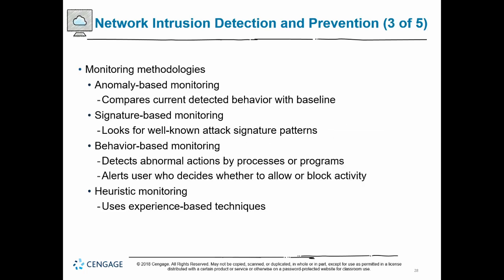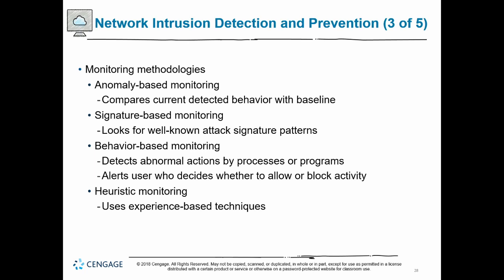So, monitoring methodologies. What are the different ways of the IDS being able to detect suspicious activity? There are essentially four types: anomaly, signature, behavior, and heuristics. Anomaly, essentially you have a baseline. It develops a baseline over time and compares against it whenever something happens. If it's not part of your baseline, it'll detect it as suspicious and send out a trigger for you.